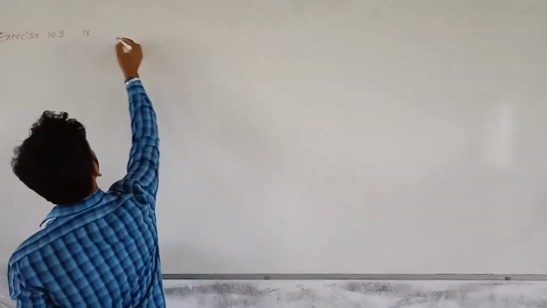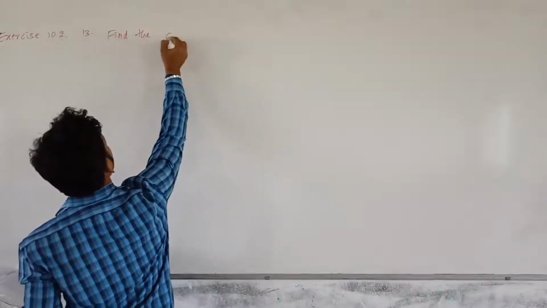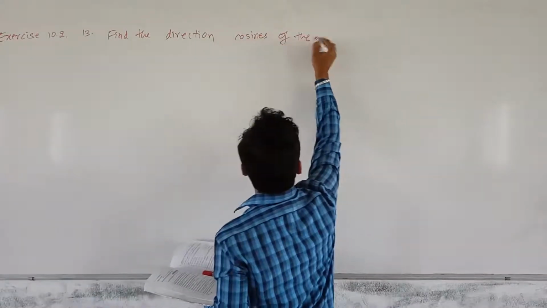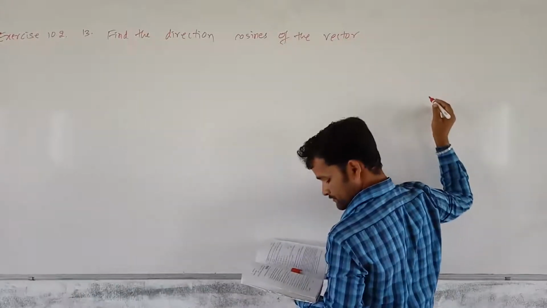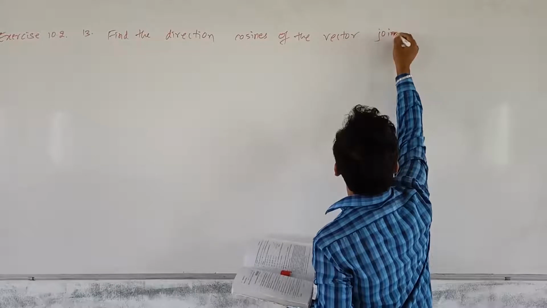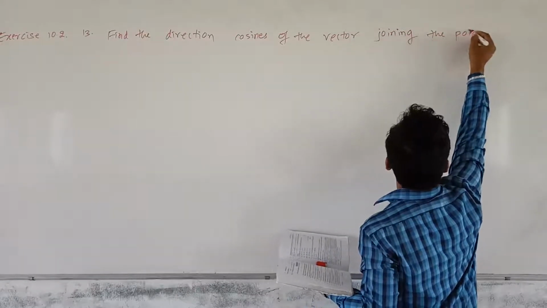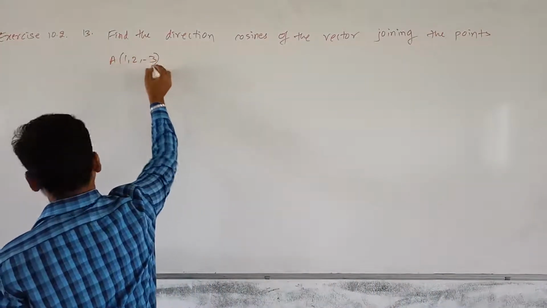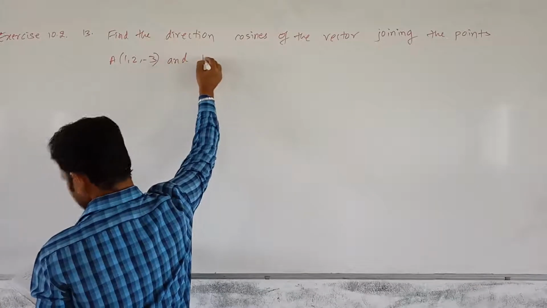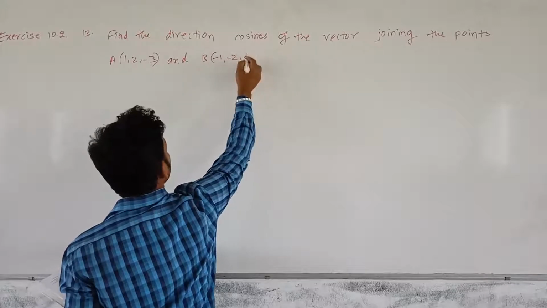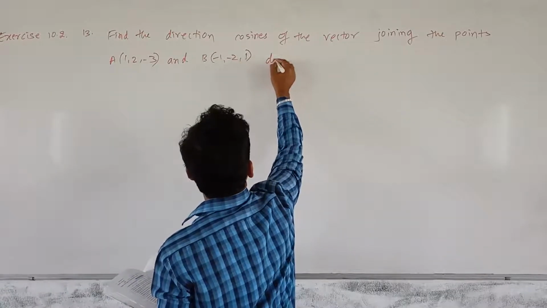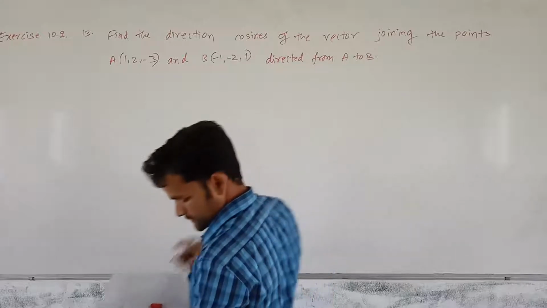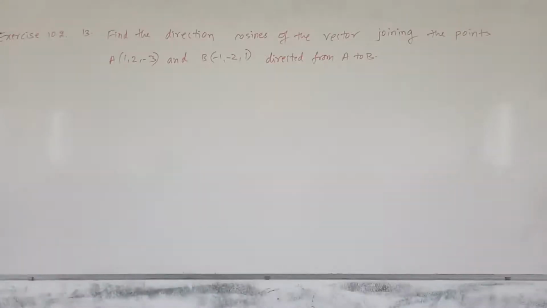Find the direction cosines of the vector joining the points A of 1, 2, minus 3 and B of minus 1, minus 2, 1, directed from A to B. This is the question. Simple question it is.